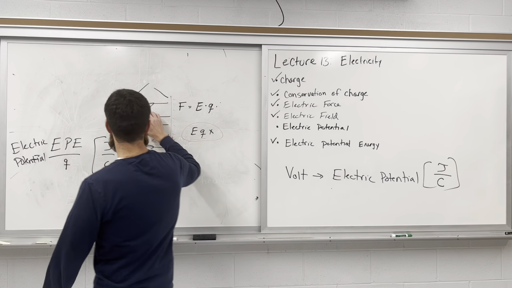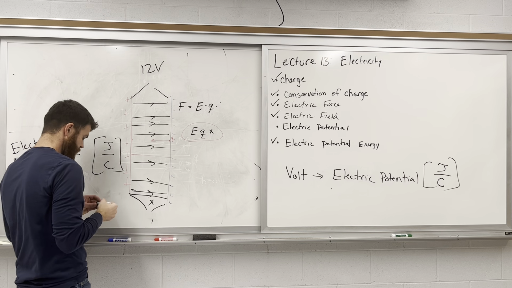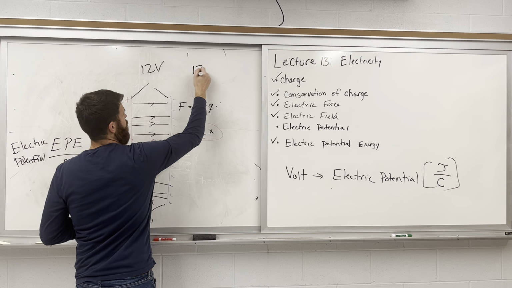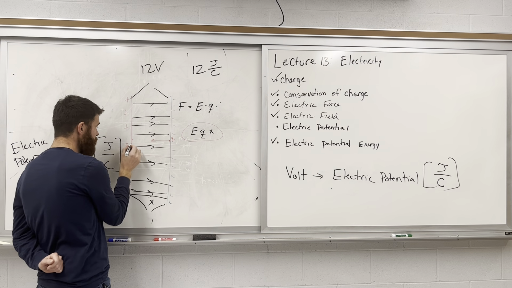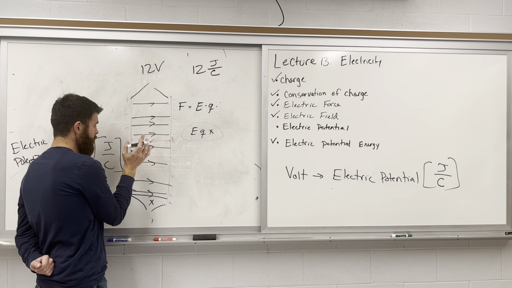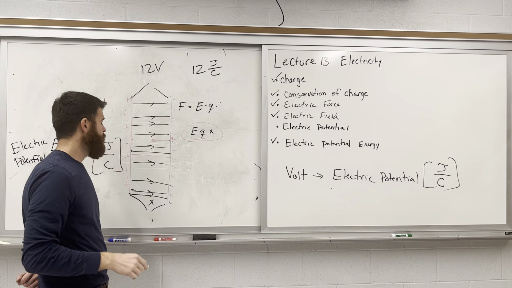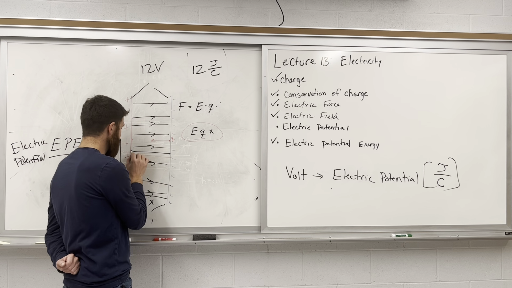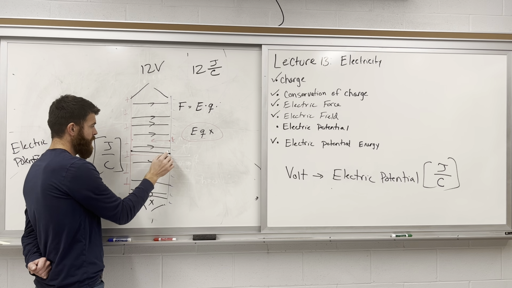So let's say the voltage across here is 12 volts. What does that mean? That means if you had 1 coulomb, there's 12 joules of energy, potential energy per coulomb. So if you put a coulomb of charge here, say positive charge, and you let go of it, by the time that charge got there, that 12 joules of potential energy will be converted to kinetic energy of 12 joules.